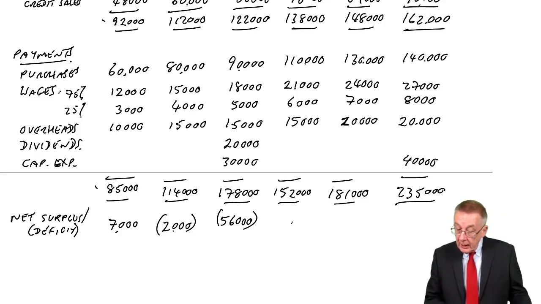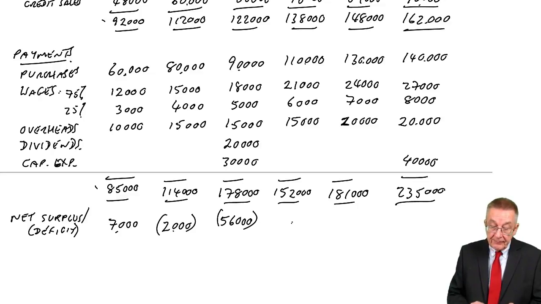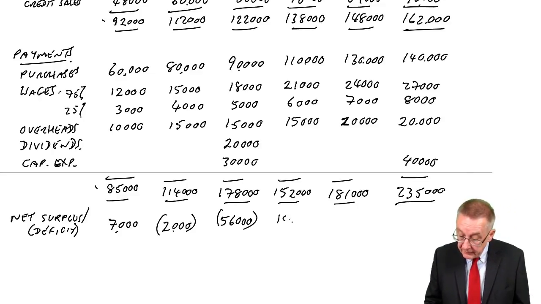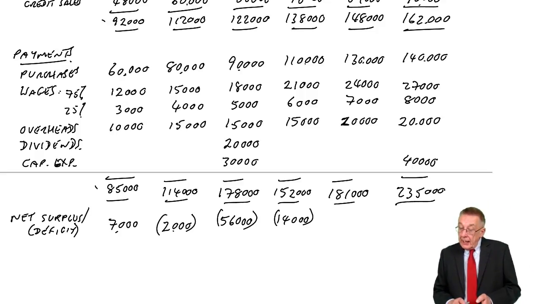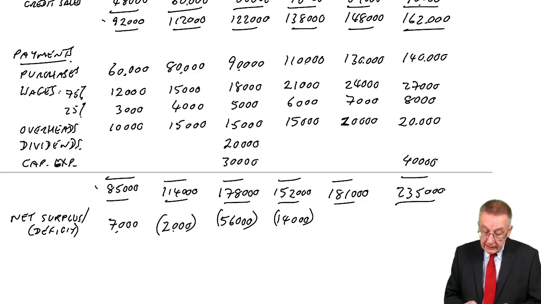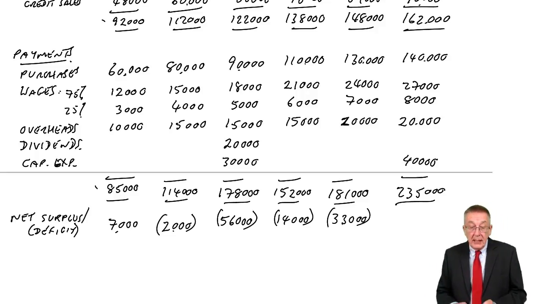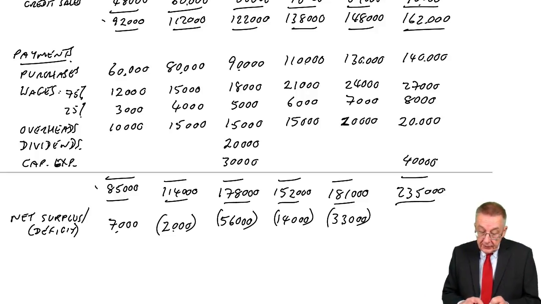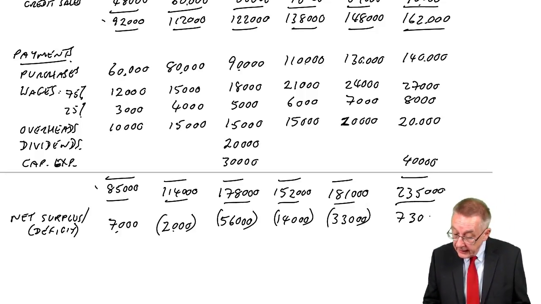April, 152 out, 138 in, a deficit of 14,000. May, 181 out, 148 in, deficit 33,000, and finally in June, 235 out, 162 in, a deficit of 73.